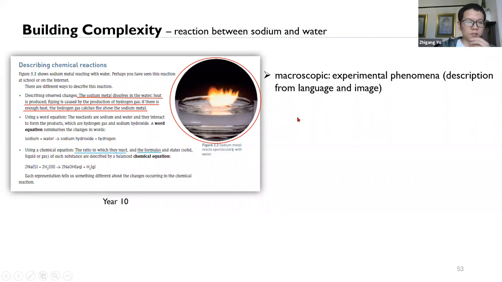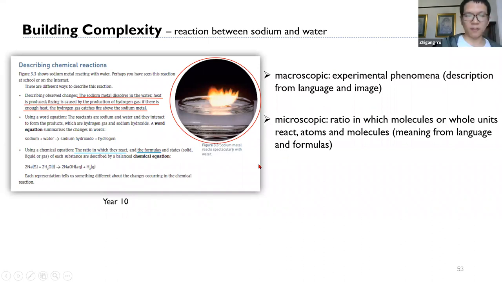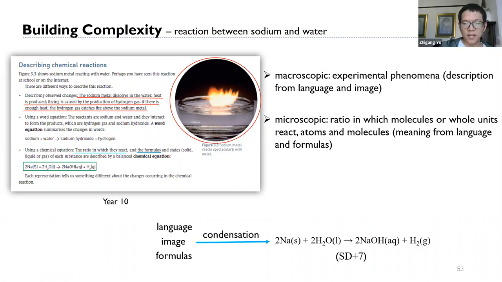And we can also see some microscopic meaning there, the ratio in which they react, the ratio in this chemical reaction, chemical equation. This molecule reacts in units, and also these formulas, atoms and molecules. So this is a microscopic meaning there, condensed. You can see that from the language, the image and the formulas, there's a process of condensation here, using these equations to represent all the meanings.